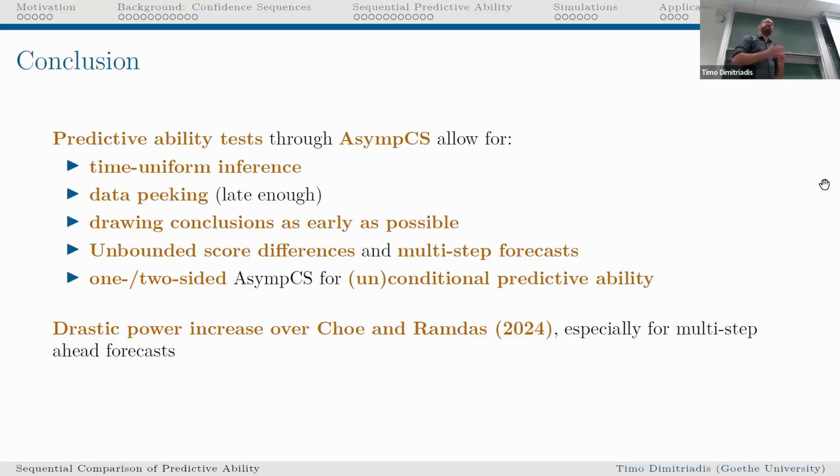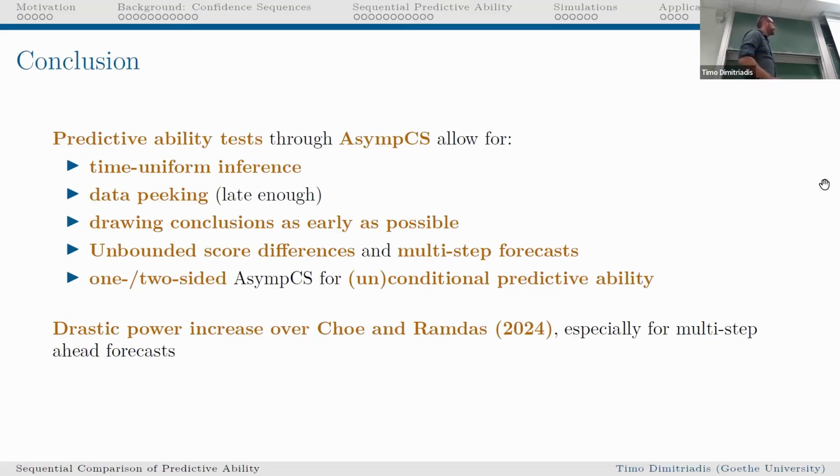So you can look at the data every day and kick out a forecasting model as soon as it performs not on par with the other models. We can handle unbounded loss differences and multi-step ahead forecasts, which was not possible in that literature before. And we can do one- or two-sided asymptotic confidence sequences for both conditional and unconditional predictive ability.